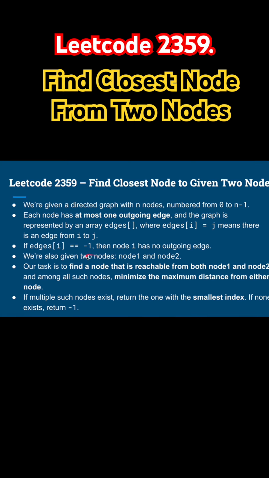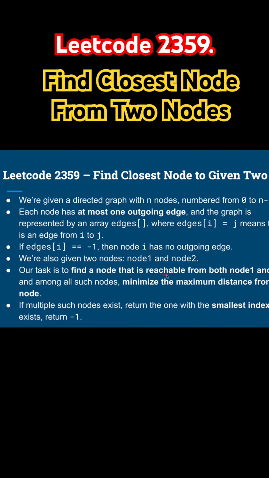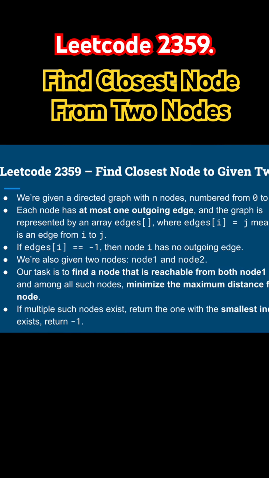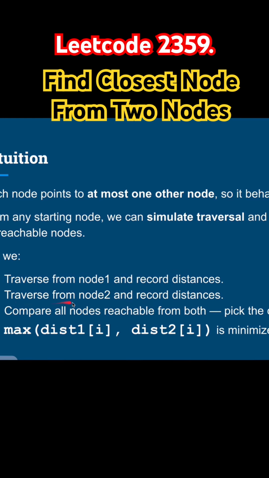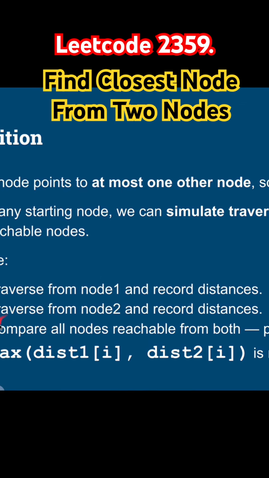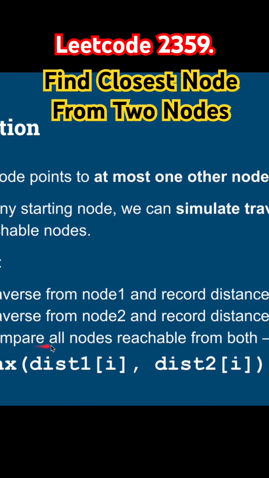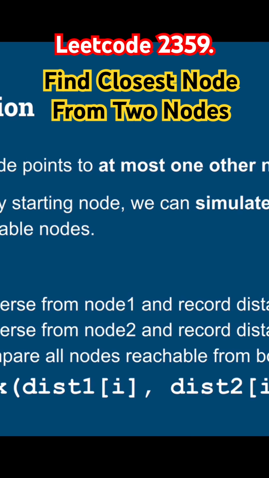We are also given node 1 and node 2, and our task is to find the node that is reachable from both node 1 and node 2. We will traverse from node 1 and record the distance. We'll traverse from node 2 and record the distance. After that we'll compare all the nodes that are reachable from both, and then we'll pick one.